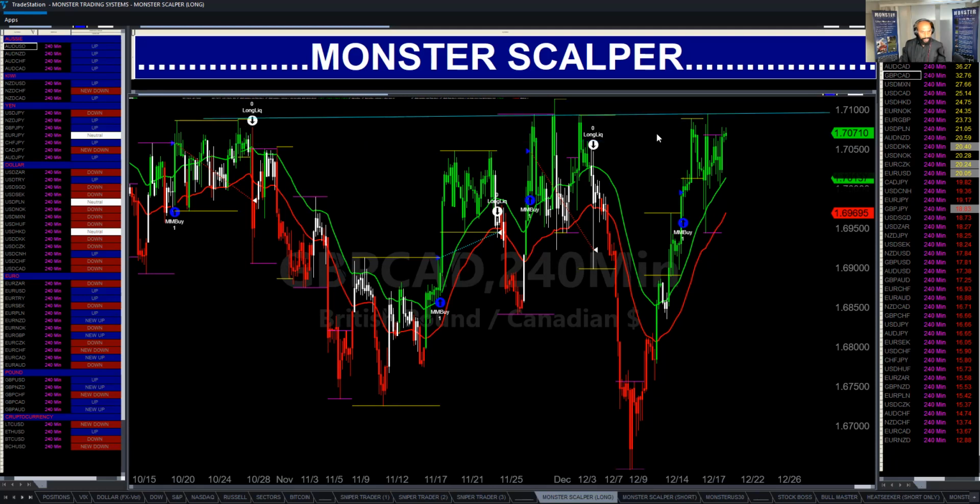So here is resistance, guys. This is pretty strong resistance right here. Our buy signal is here, and price is looking to break this resistance. So the CAD pairs are really looking to make a move.